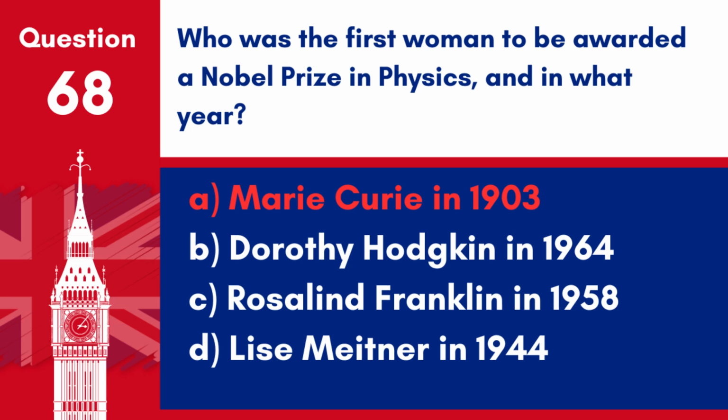Answer A. Marie Curie in 1903. Marie Curie was the first woman to be awarded the Nobel Prize in Physics in 1903 for her research on radioactivity, sharing the prize with her husband Pierre Curie and Henri Becquerel.